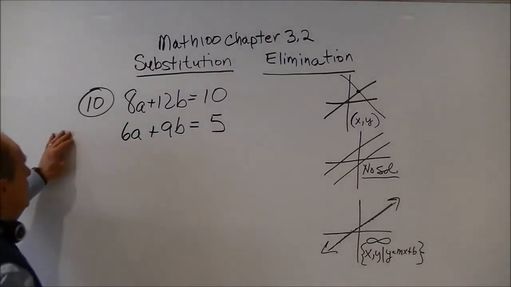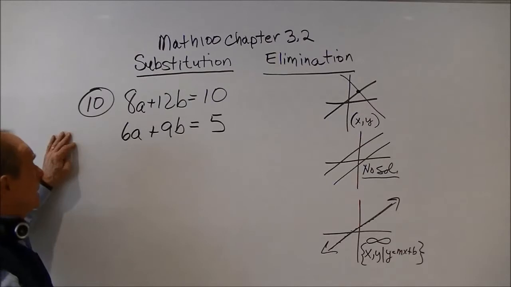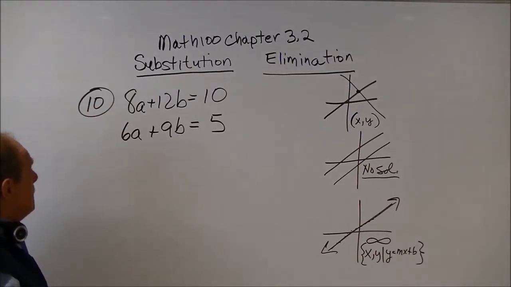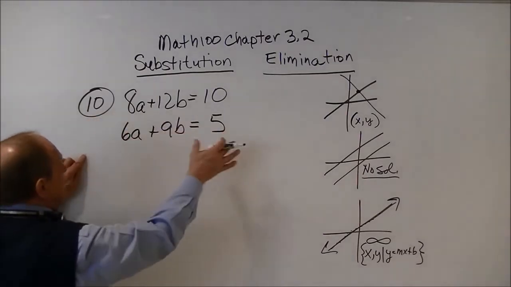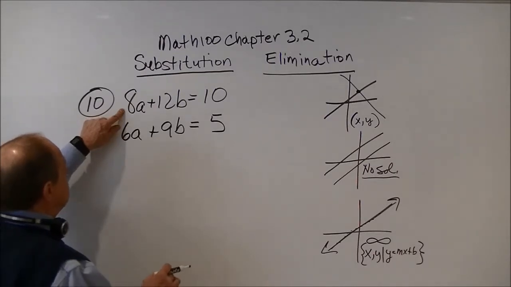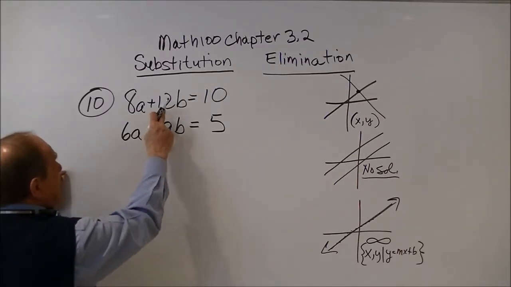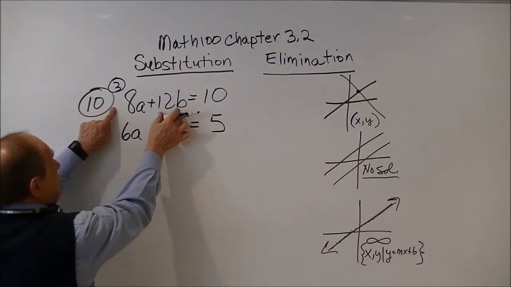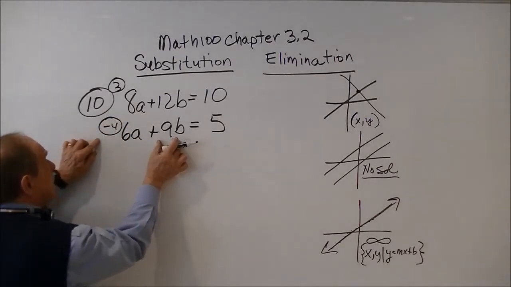In example 10, as we look at them, they don't look like the same equation. And it doesn't look like it's easy to do substitution. And nothing's going to cancel out right away. So what we want to do is to multiply something so that one of these lines cancels out. So here, let's say if we multiply this equation by a 3, that's going to make this a 36. If we multiply this equation by a negative 4, that's going to make this a negative 36.